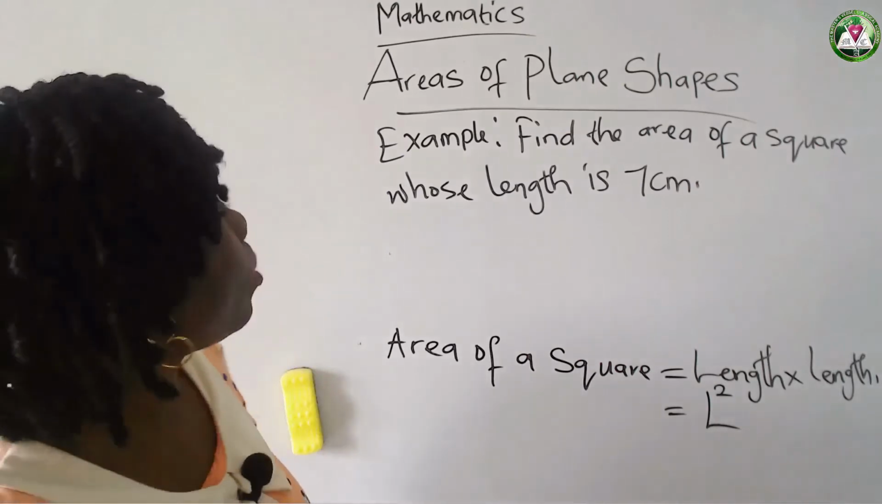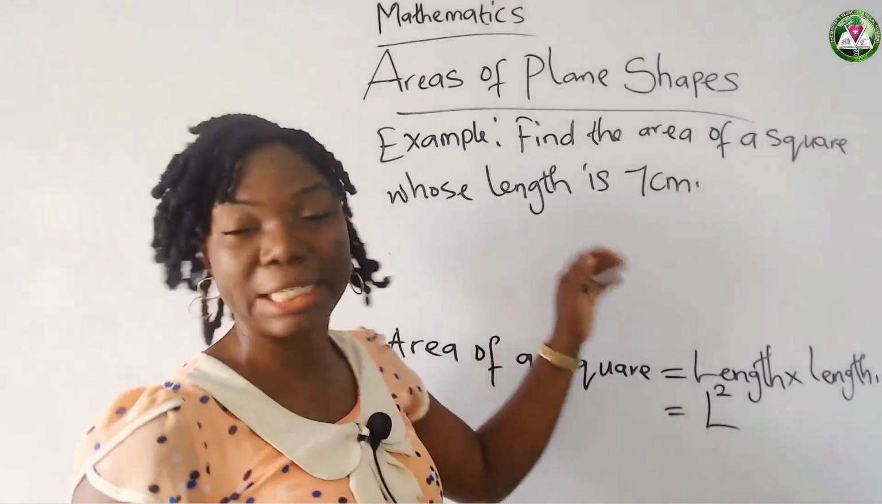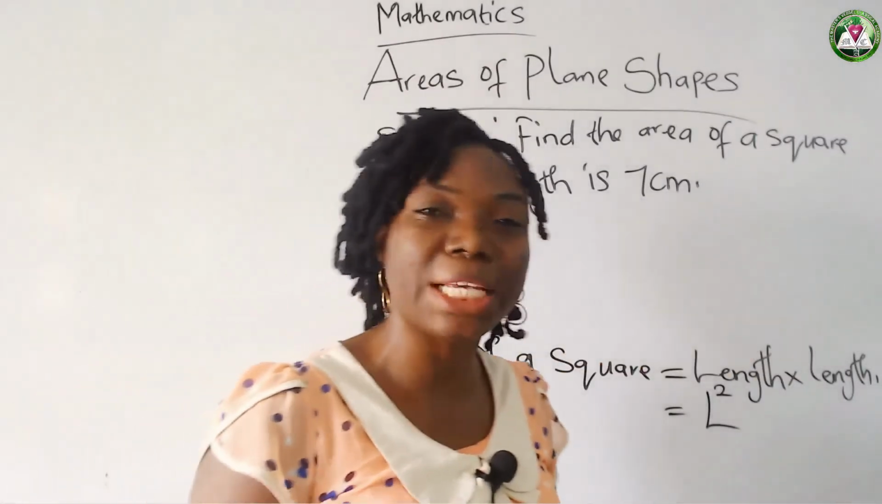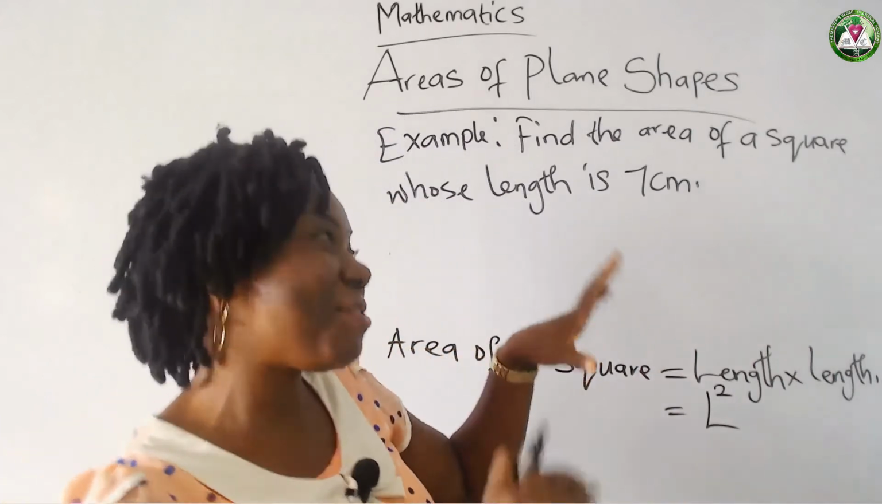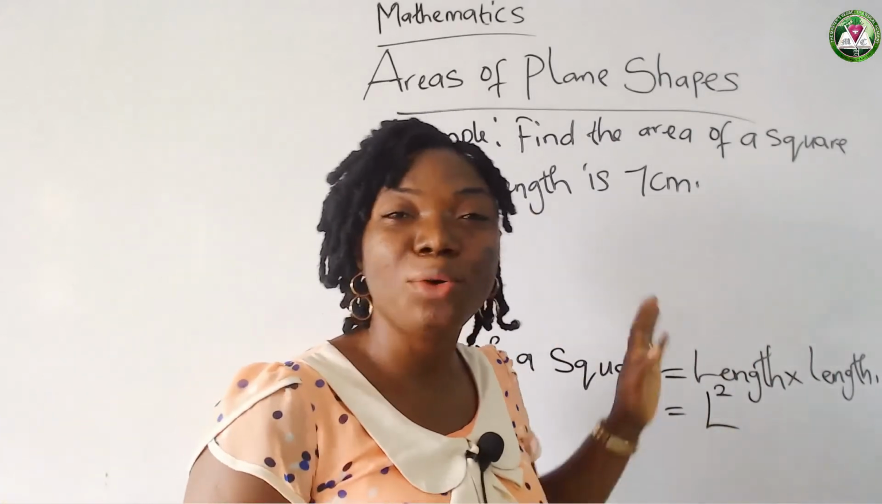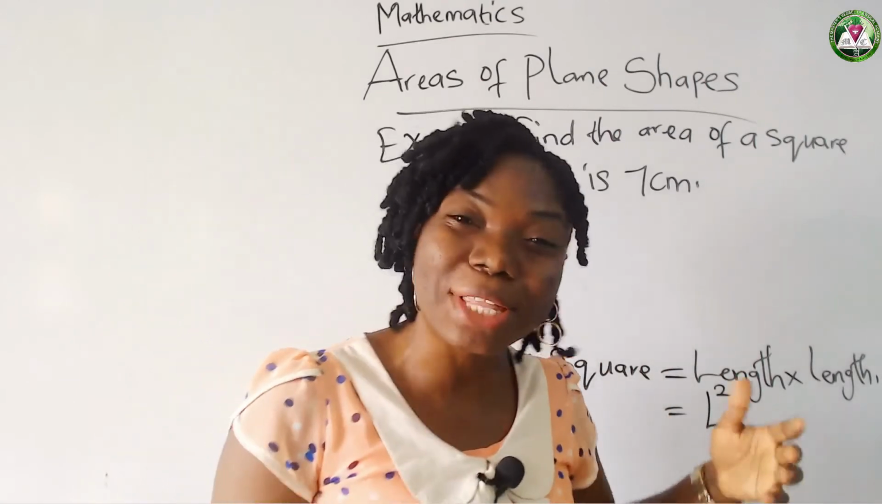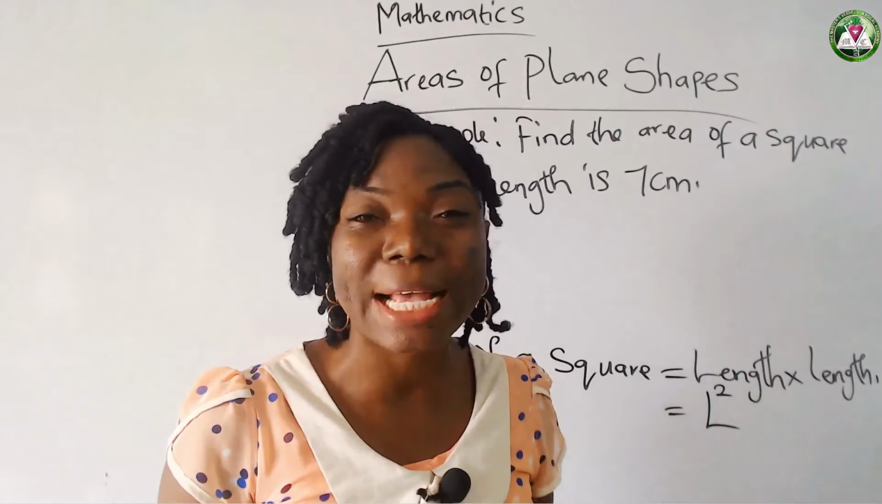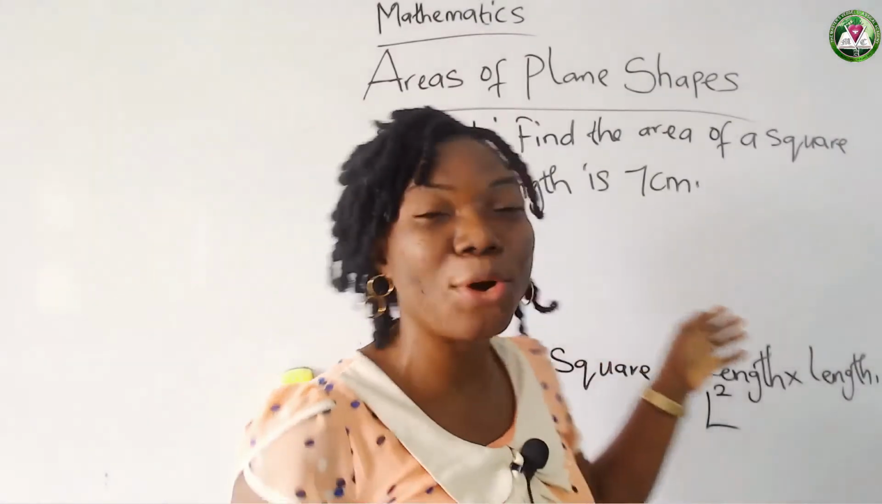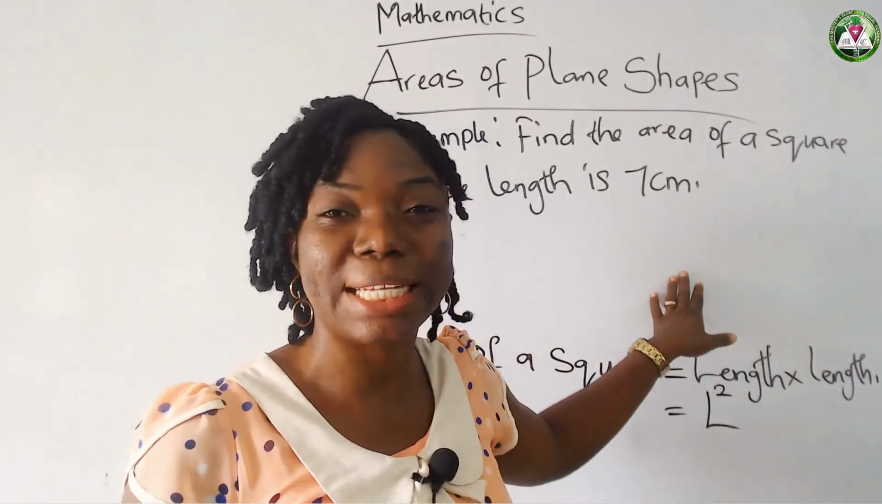Find the area of a square whose length is 7 centimeters. We are to find the area of a square whose length is 7 centimeters. You might be asking me, I thought I said a square has 4 lengths. Why is it only one side of the length that is given?